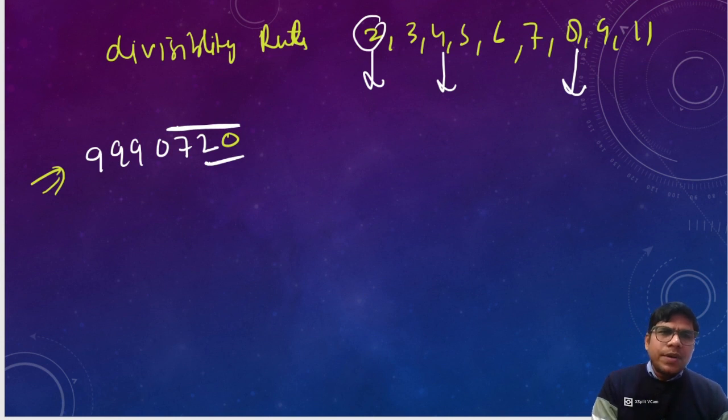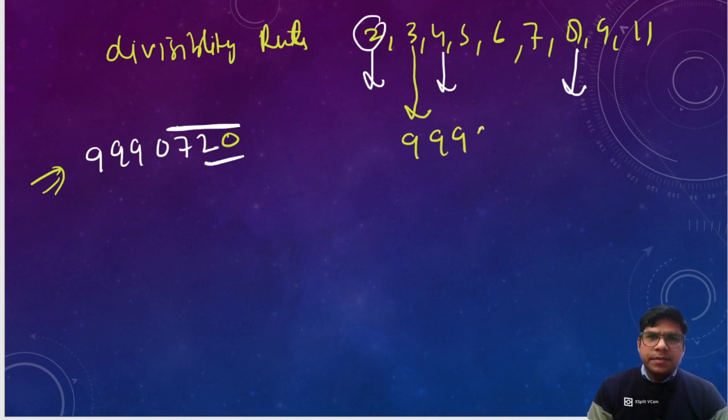Now, what is the divisibility rule of 3? If the sum of the digits of the given number is exactly divisible by 3, then the number itself is divisible by 3. So, the number is 999,072. This is the number.